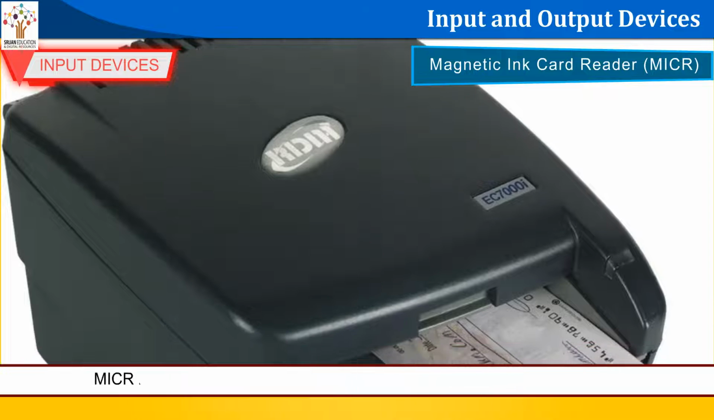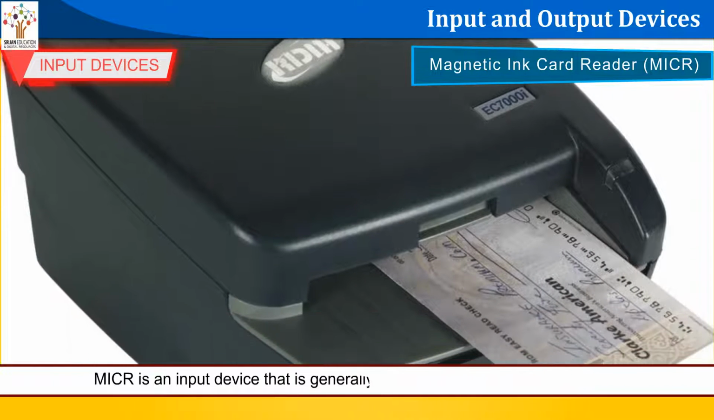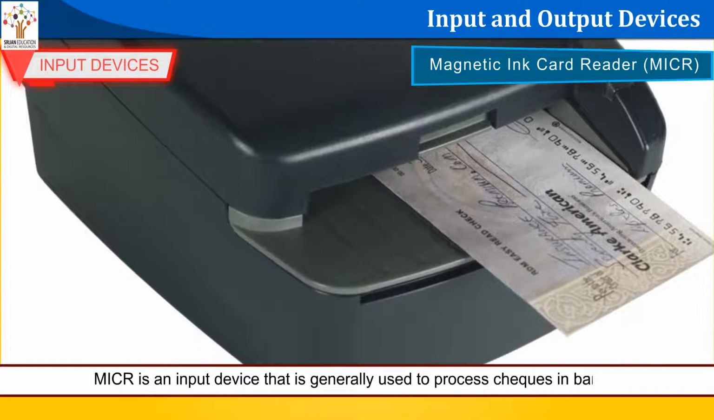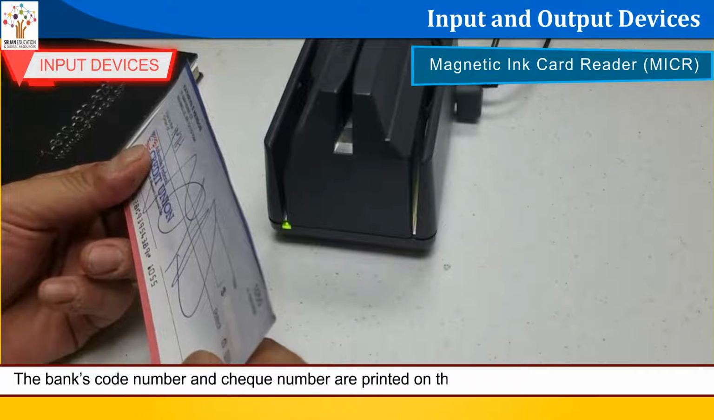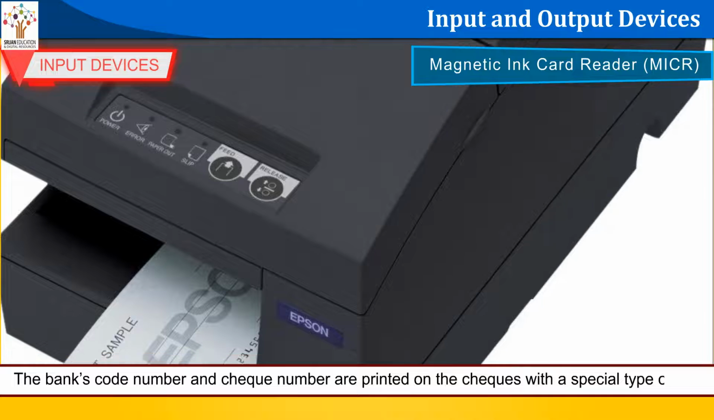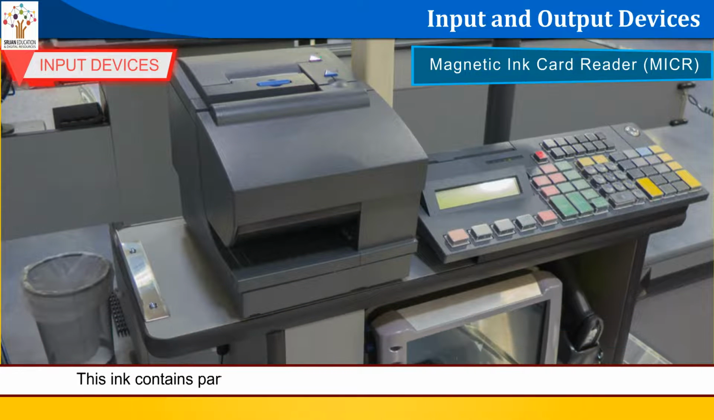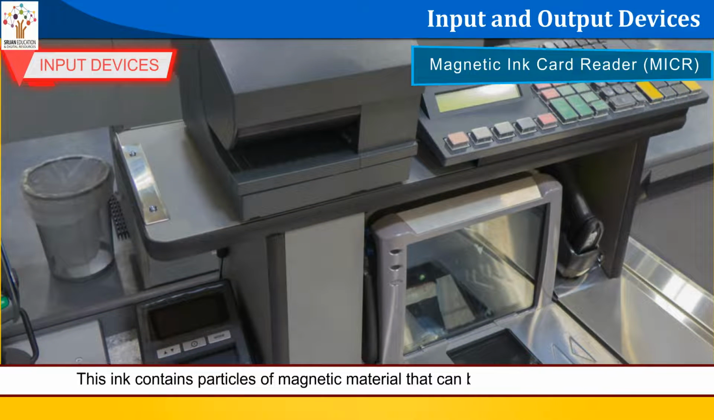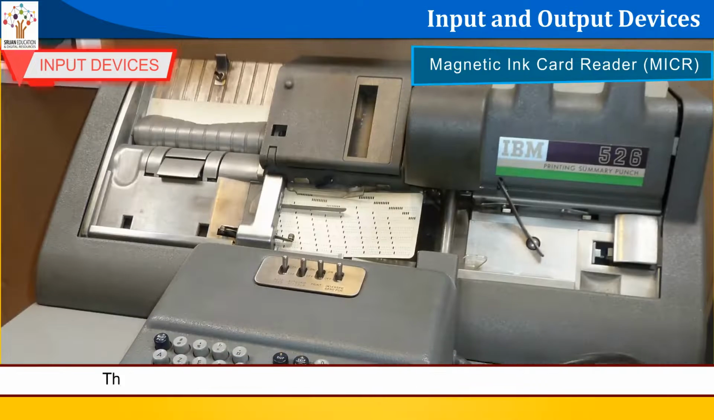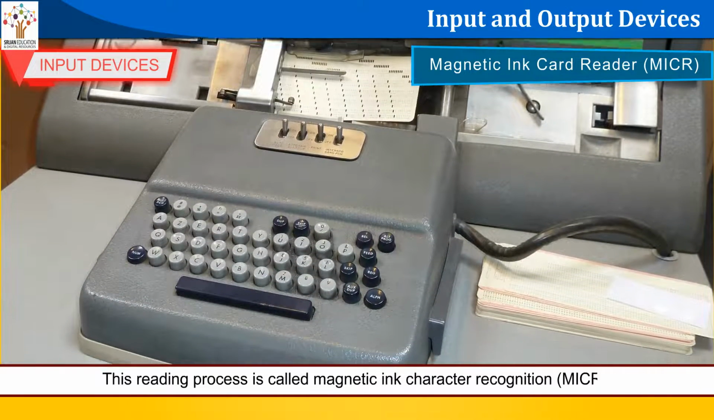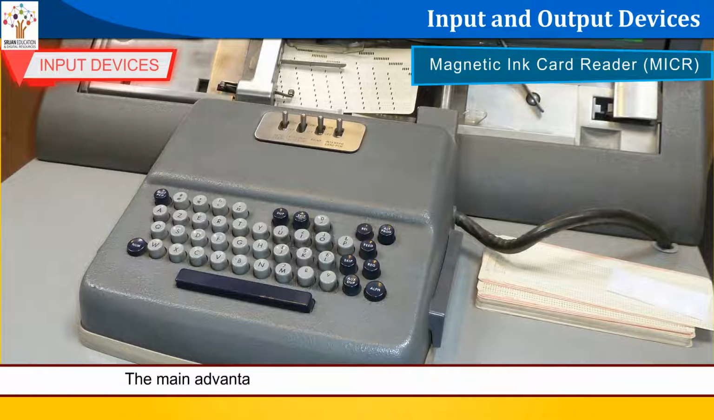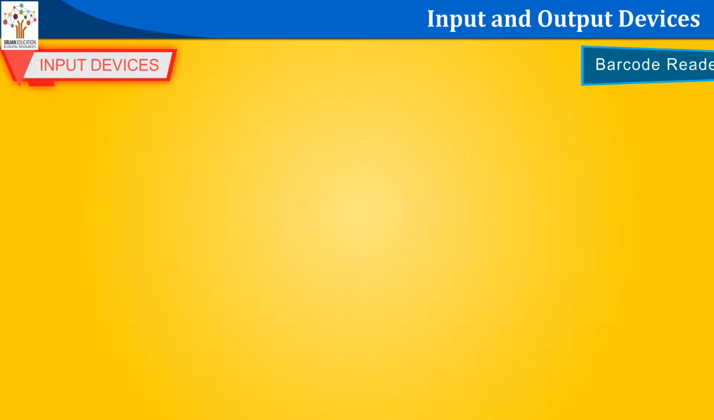Magnetic Ink Card Reader, MICR. MICR is an input device that is generally used to process checks in banks. The bank's code number and check number are printed on the checks with a special type of ink. This ink contains particles of magnetic material that can be read by this machine. This reading process is called Magnetic Ink Character Recognition, MICR. The main advantage of MICR is that it is fast and makes few errors.